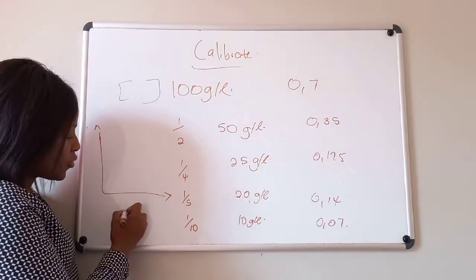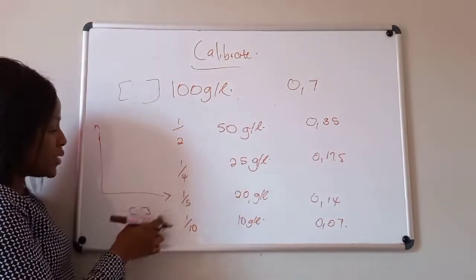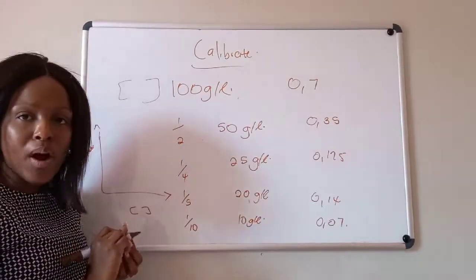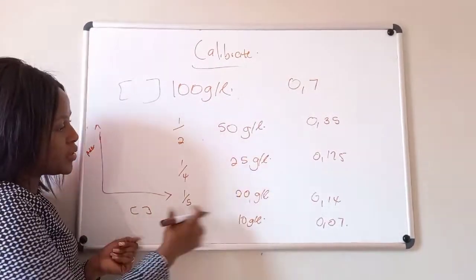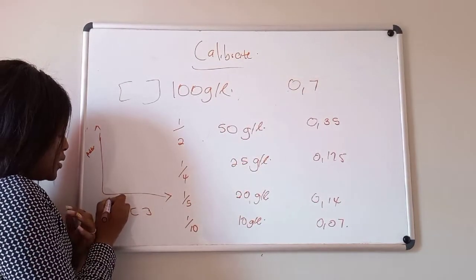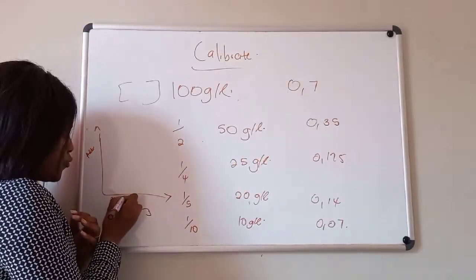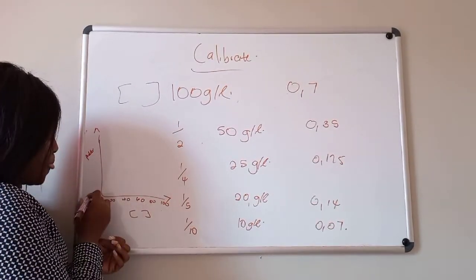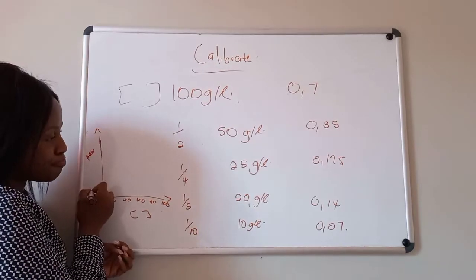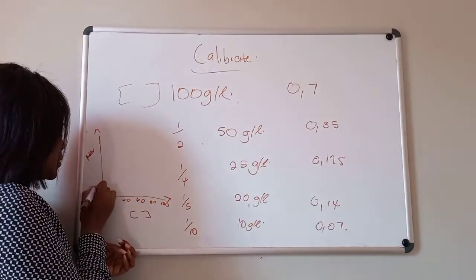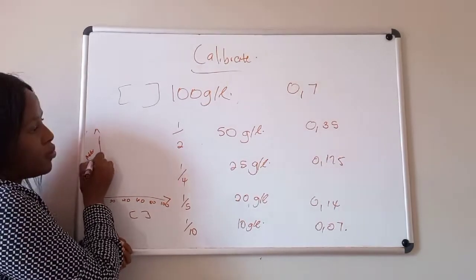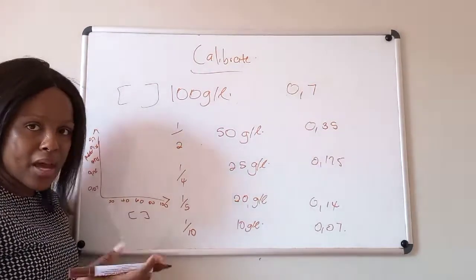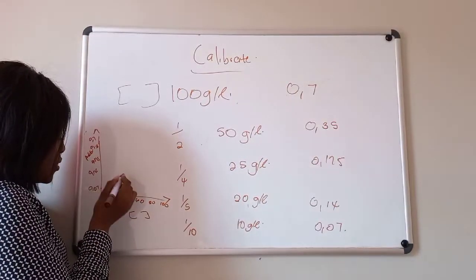With your concentration always on the x-axis and your absorption on the y-axis. Then you're going to say, let's say it's 20, 40, 60, 80, 100, and then 0.07, 0.14, 0.175, 0.35, 0.7. Then now you join your points as well.